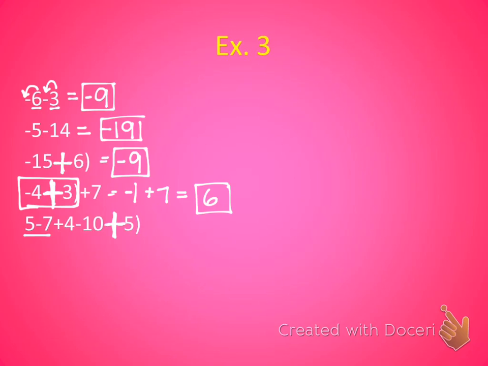5 minus 7. Is that same signs or different signs? Different, because look, the 5, it doesn't have a sign at all, so I assume it's positive, always. Positive 5 minus 7, or the positive 5 plus negative 7. So I subtract, which is 2. Take the sign of my biggest number, which is negative. So now I have negative 2 plus 4 minus 10 plus 5.